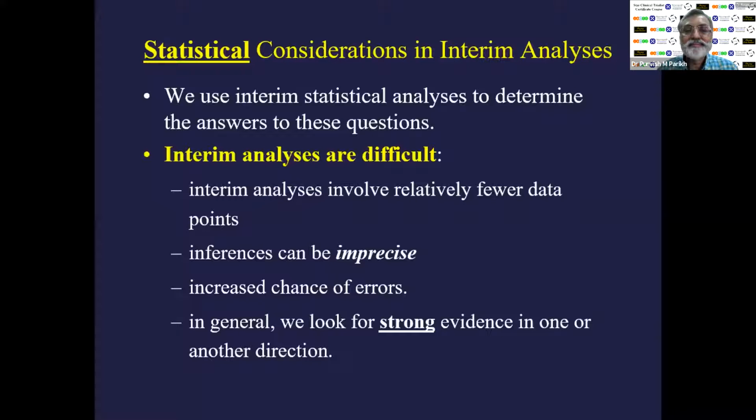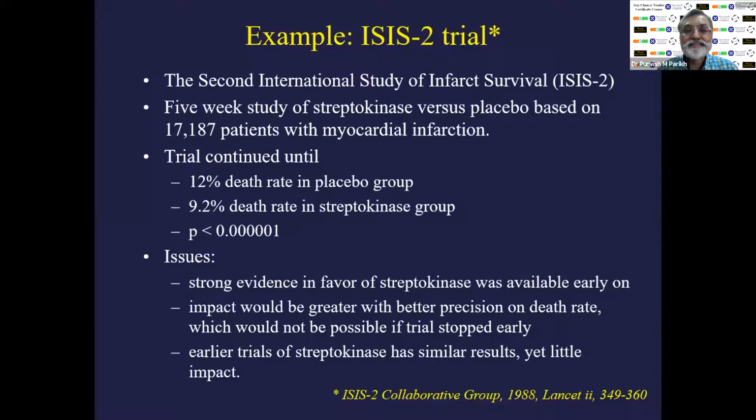It should also be understood that at their very best, interim analyses are difficult because they involve fewer data points. The inferences can be imprecise with an increased chance of error, and therefore the decisions to stop a trial are taken only when there is strong evidence in one or the other direction at the interim time point.